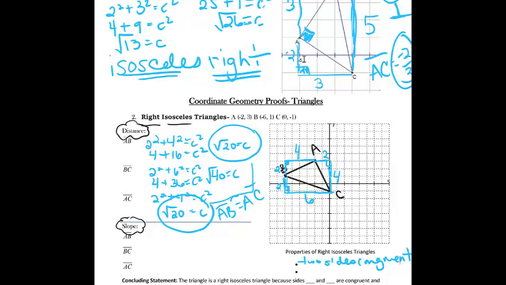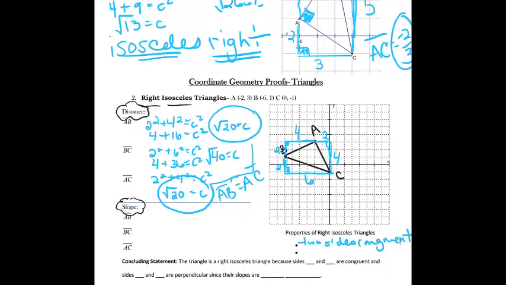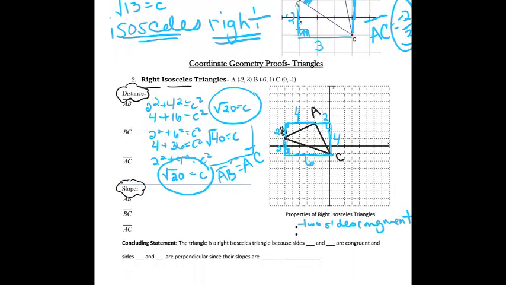Now, like I was saying before, sometimes the slopes will actually tell us something. If we did the slope of A to B, and to get from A to B or B to A, we go up 2 over 4. And if we reduce that, we get a half. For B to C, we're going down 2 over 6. That should be negative a third if we were to reduce it.